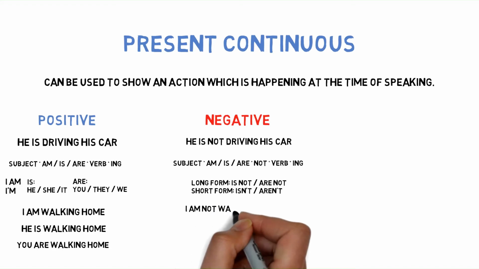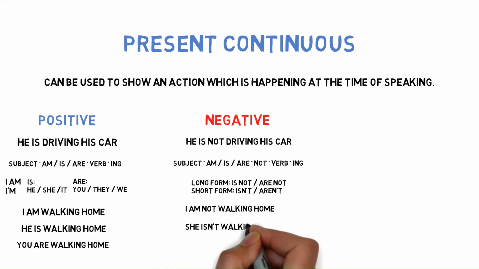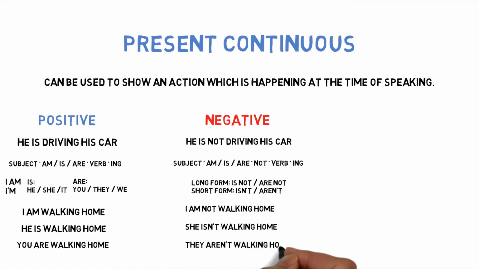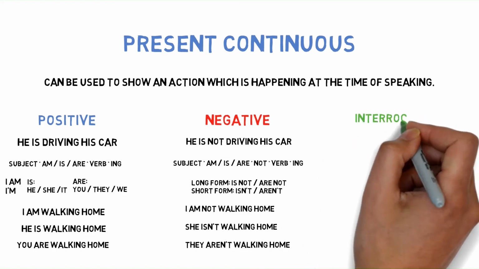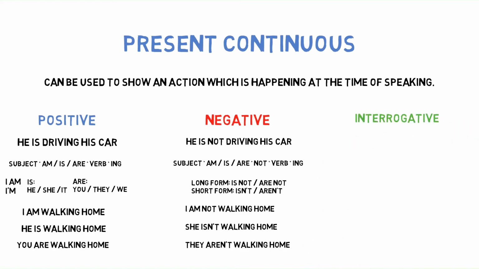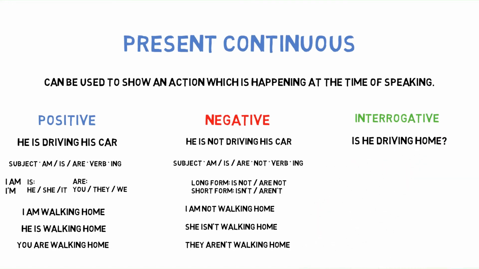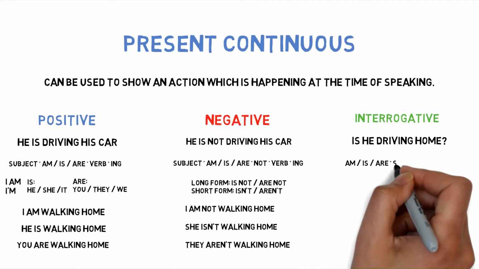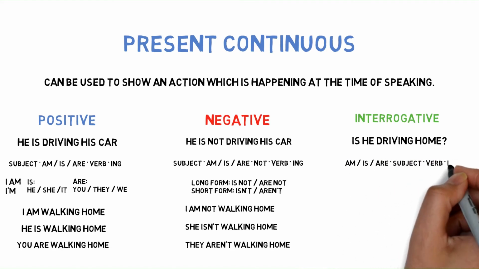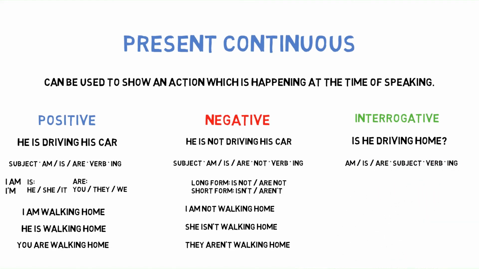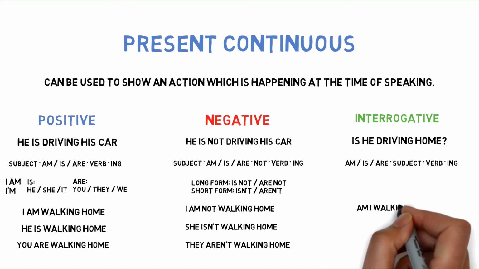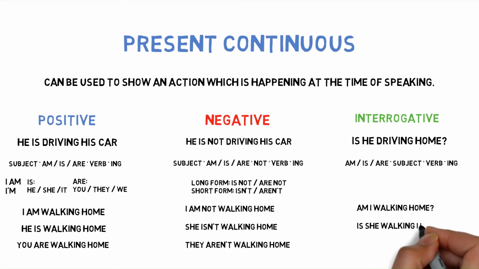I am not walking home. She is not walking home. They aren't walking home. For the interrogative form, we start with, is he driving home? Am, is or are plus subject plus the verb ing. For example, am I walking home? Is she walking home? Are they walking home?